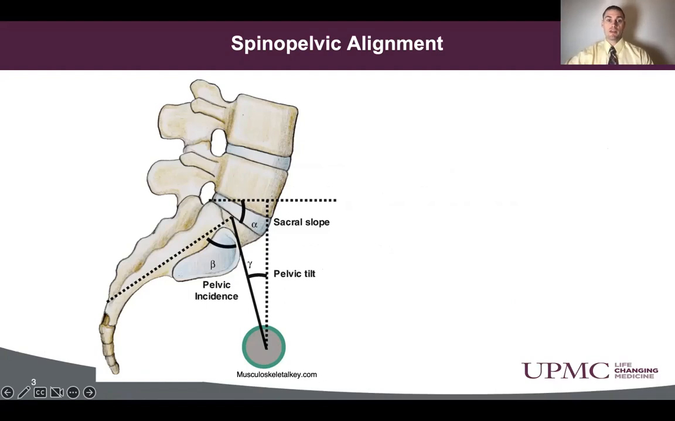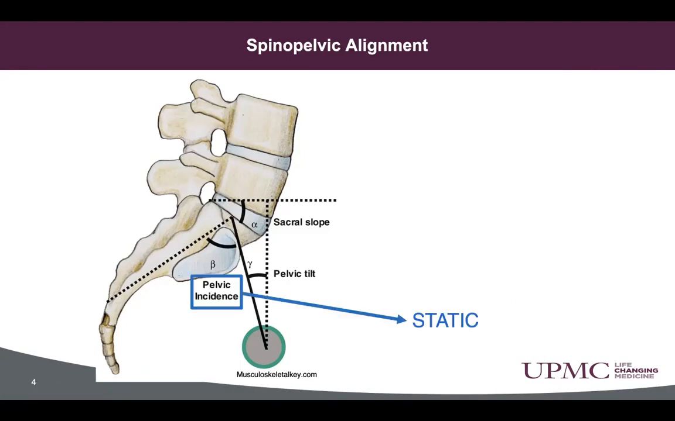So spinal pelvic alignment over the past couple of years has garnered increased attention, especially in the field of hip preservation. Several of the common measurements that we use to evaluate spinal pelvic alignment include pelvic incidence, which is considered to be a static measurement, as well as pelvic tilt, which is a dynamic measurement that can change from one time point to another in the same patient.